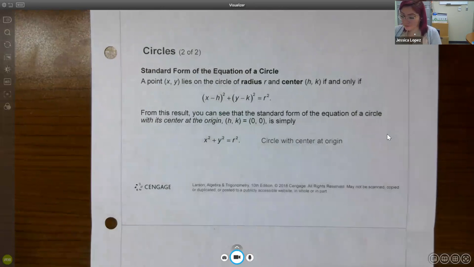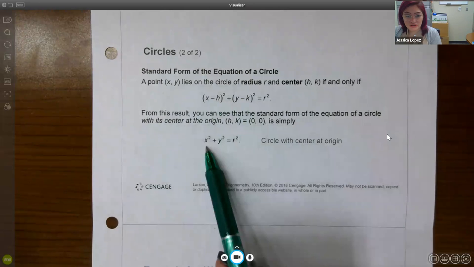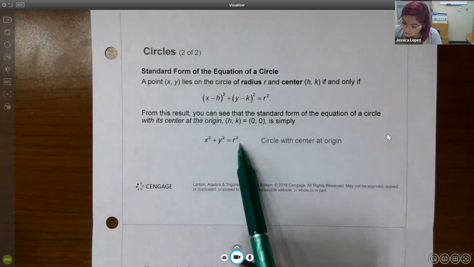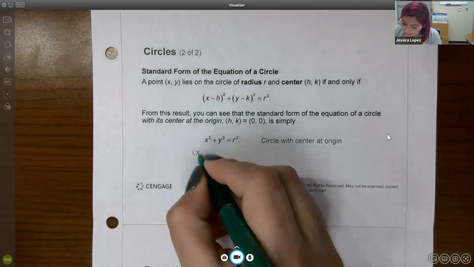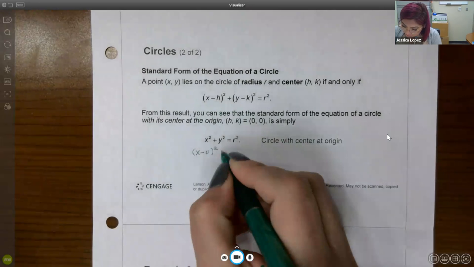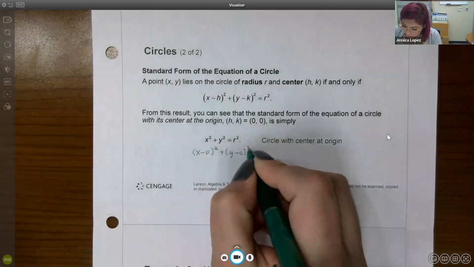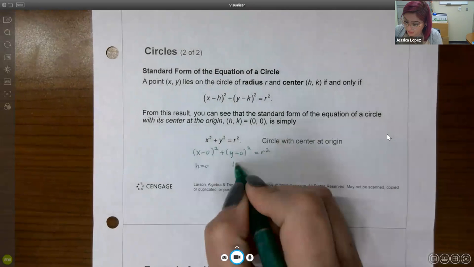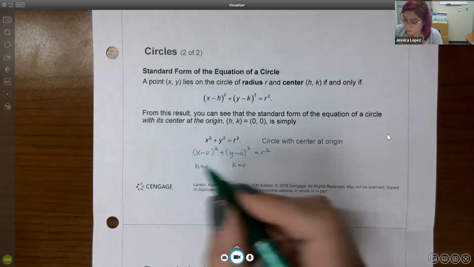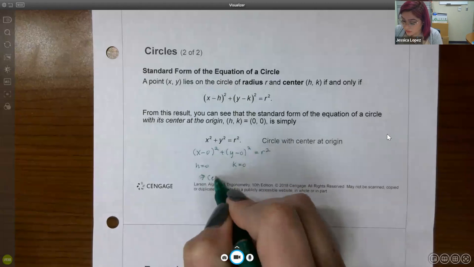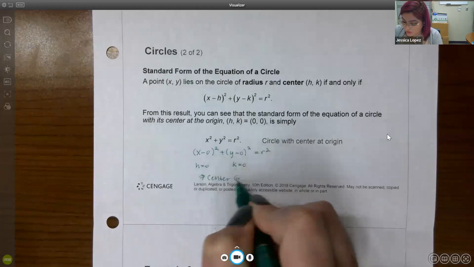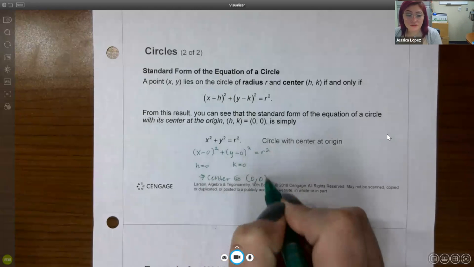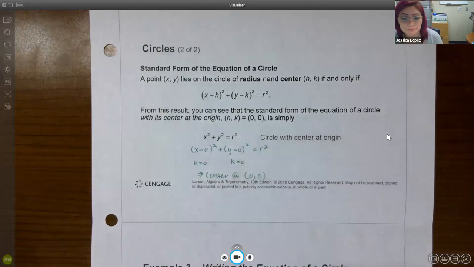So for example, if you had an equation that looked like this, remember, this is basically the same thing as saying this, which is telling me that h is equal to zero and k is equal to zero, which is telling me that the center is at h comma k. So the center is at the origin, okay? So let's keep going with that notion.